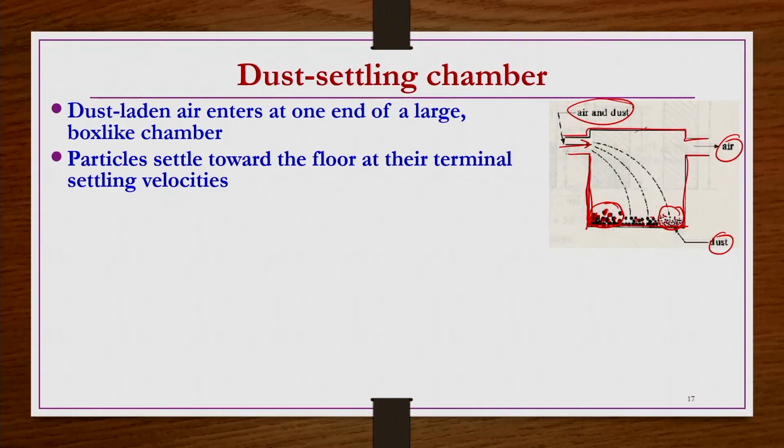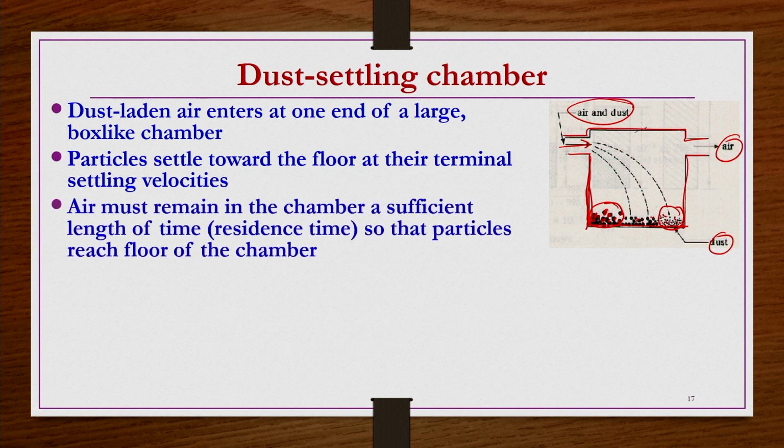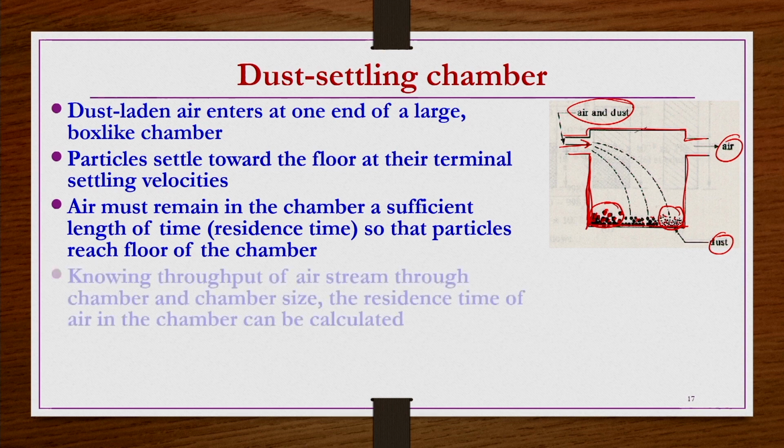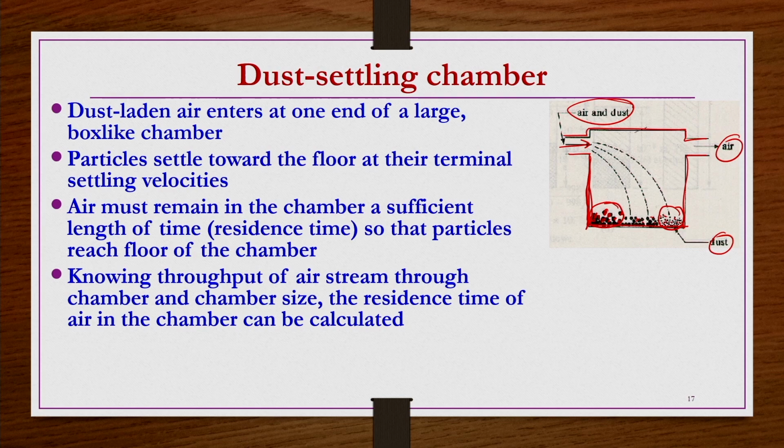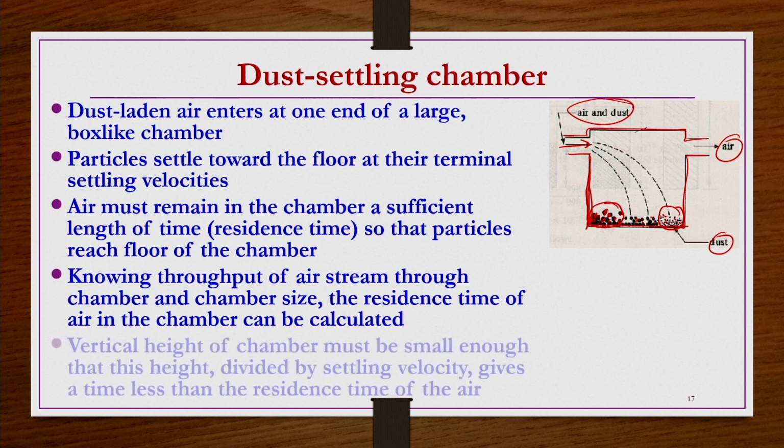Particles settle toward the floor at their terminal settling velocities. Air must remain in the chamber a sufficient length of time, that is known as the residence time, so that particles reach the floor of the chamber. Knowing the throughput of the air stream through the chamber and the chamber size, the residence time of air in the chamber can be calculated.